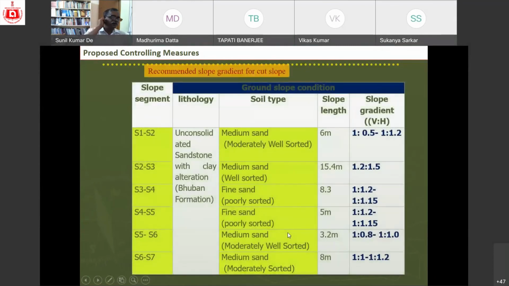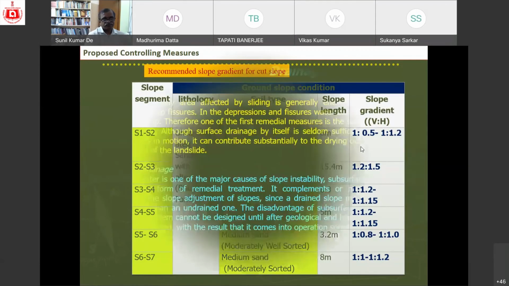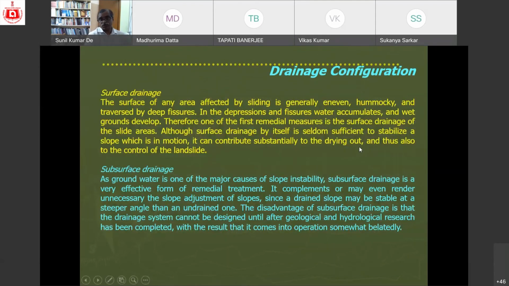After that, we tested the materials in the laboratory, lithology. This is a secondary source. Soil type, we have taken it from ICAR, the Indian Society. They have a detailed soil map, which is written by M. Datta of northeastern India. Then slope plane measured from the field, slope gradient measured from the field. In this way, we have proposed the drainage along this slope.